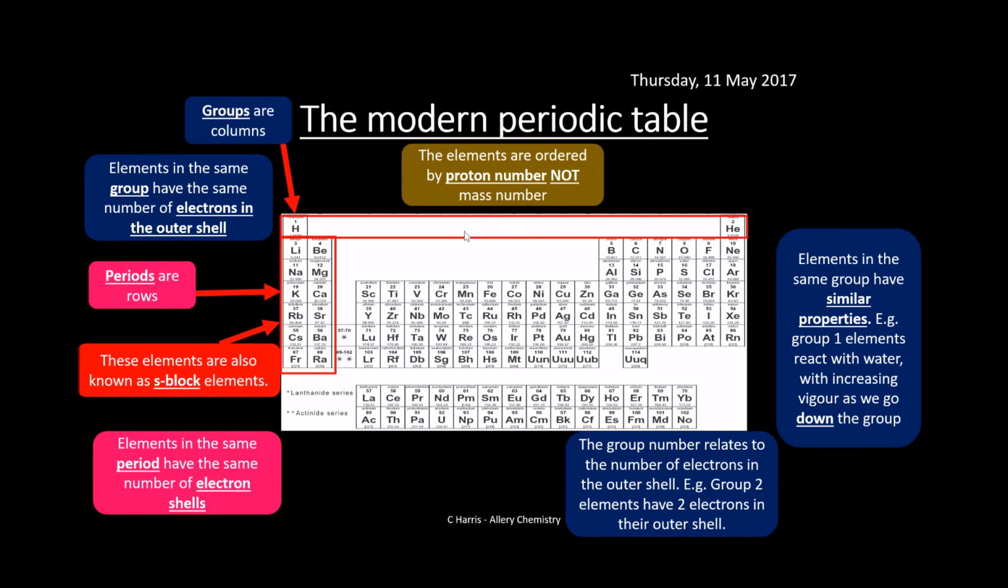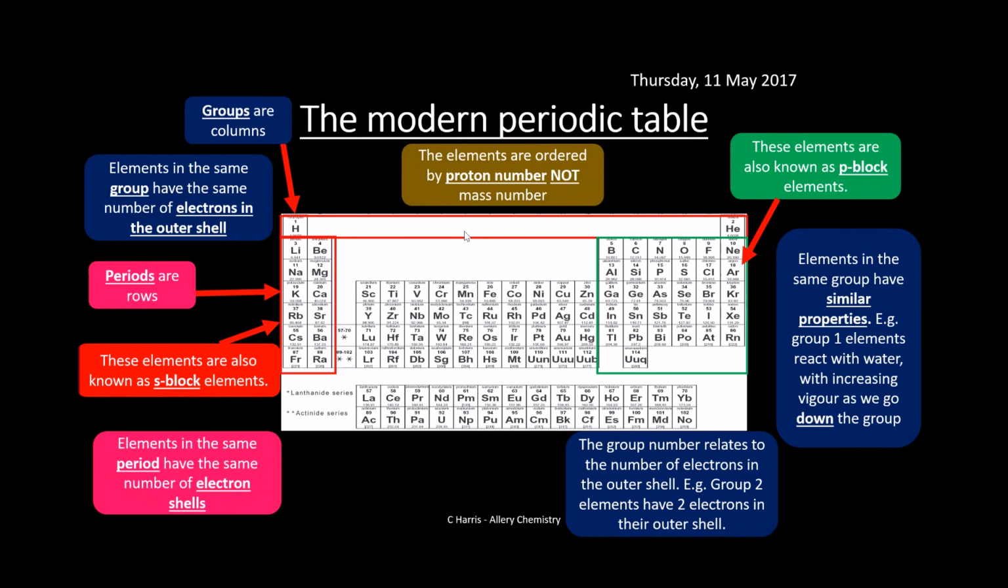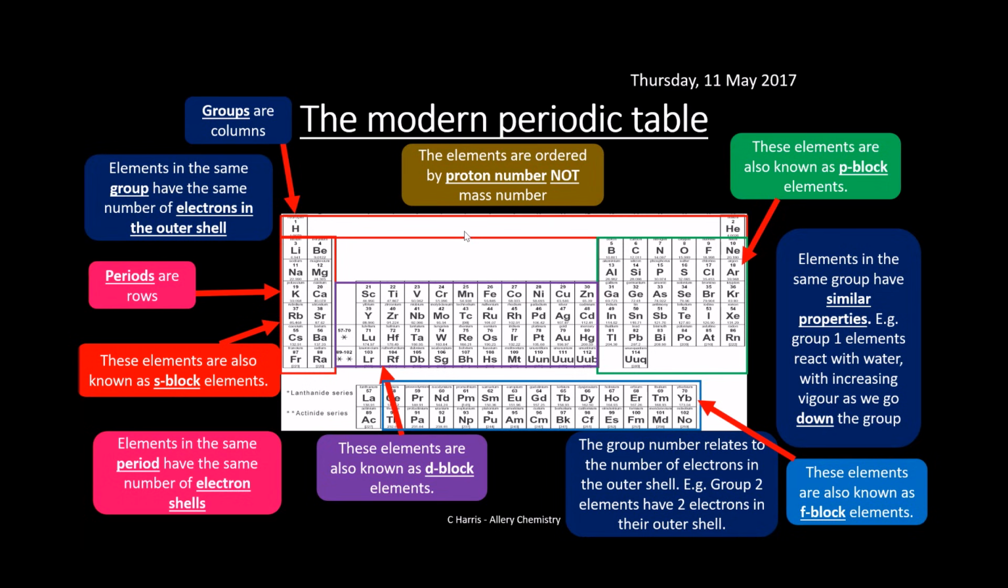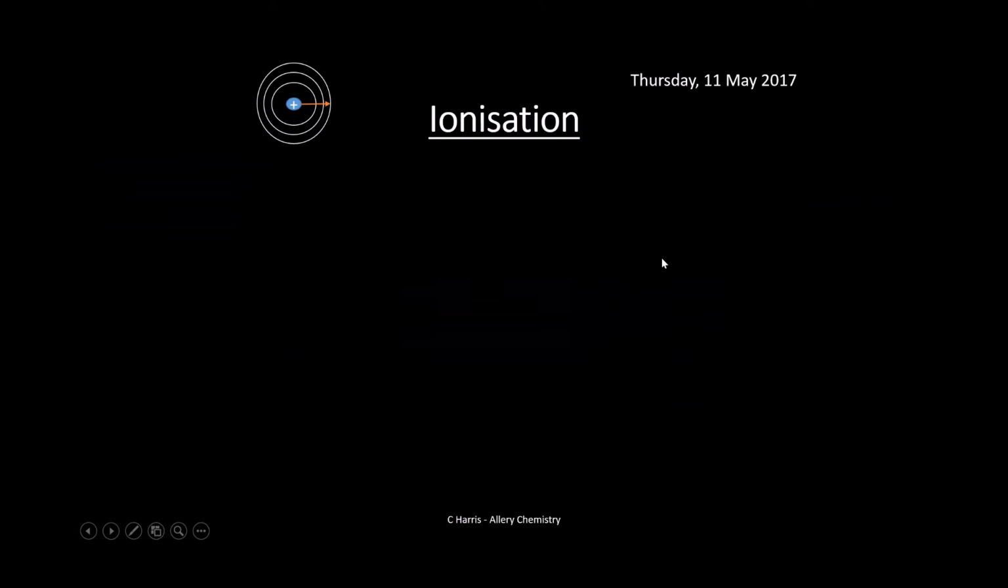These are also known as S block elements, the ones in red. These are known as P block elements. These are known as D block elements. And these ones are known as F block elements. So we can categorize these into blocks, obviously according to the orbitals that we have, S orbitals, D orbitals. So these elements here, they have their highest energy electron in the P orbital. That's what we call them P block elements.